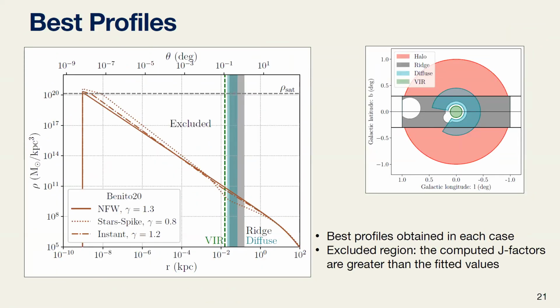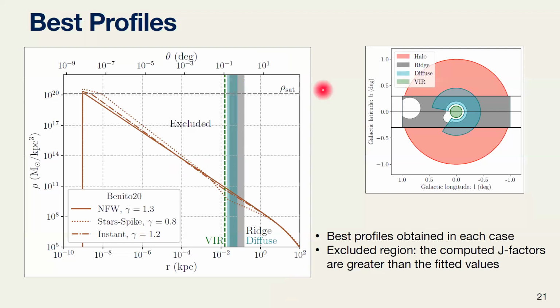So this is a slide to show the best profiles. Navarro-Frenk-White with 1.3, stars spike with 0.8, and instantaneous with 1.2. We can see that they are quite similar in shape, except for this little part right here. I am also showing the different very near regions, the rich and diffuse, the different regions that we have observed, in order to see it better.